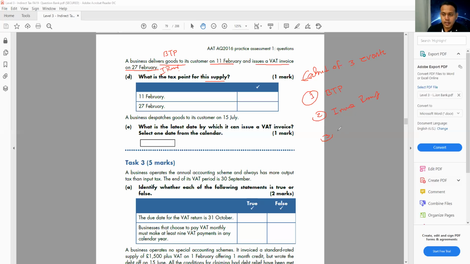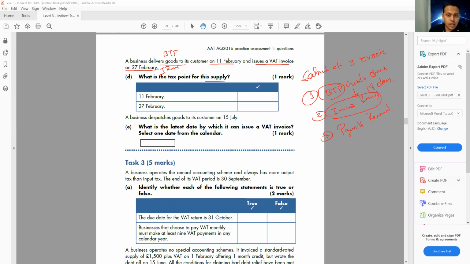Number three, payment received. So out of these three, which one is the earliest one? That will be the best tax point. But from the date of the basic tax point, that is goods dispatched or service completed, from that day to the invoice being raised, if it is within 14 days, then the invoice issue date becomes the tax point.